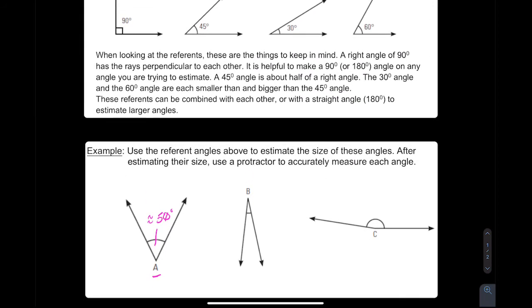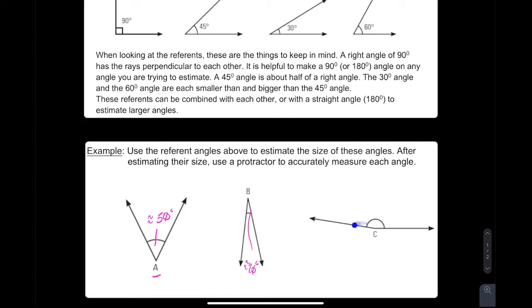What about B? Well, B is definitely not this. It's definitely not this. It's hovering around the 30 range, but it looks like a little bit less than 30. A reasonable estimate, I think we could say that this is probably about 20 degrees. A little less than 30 degrees, 20 degrees.